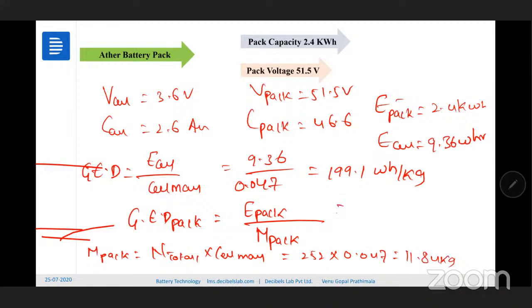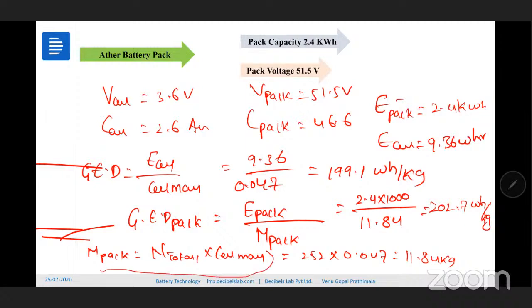Okay. So if you represent the same here, 2.4 times 1000, I'm converting it to watt hour, divided by 11.84. So 2400 divided by 11.84 gives 202.7 watt hour per kg. It means this is the gravimetric energy density that the whole battery pack has. And if you observe, I have done the battery pack mass calculation. It is nothing but cell mass times the total number of cells that were used.